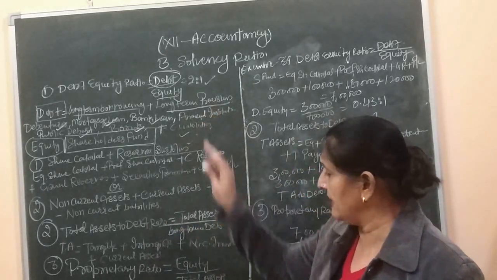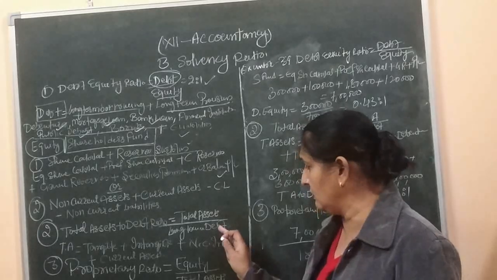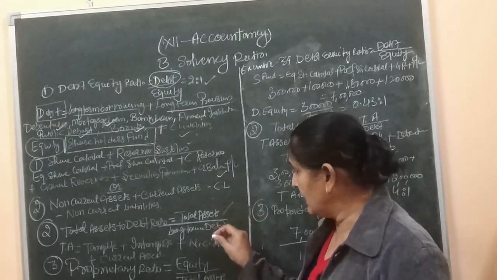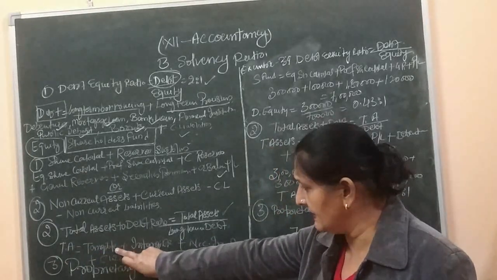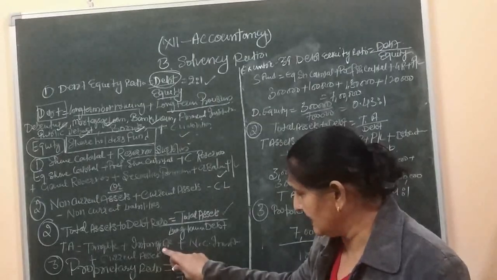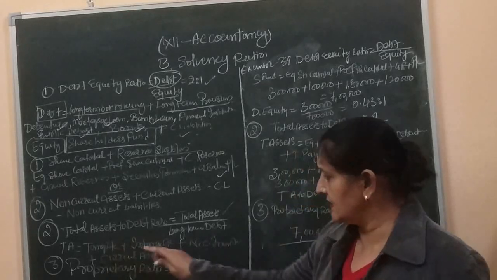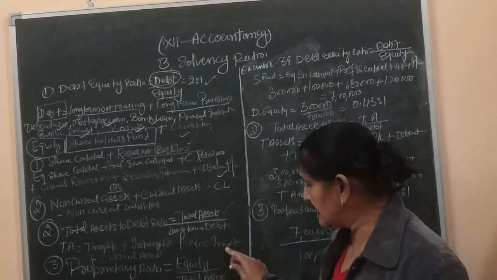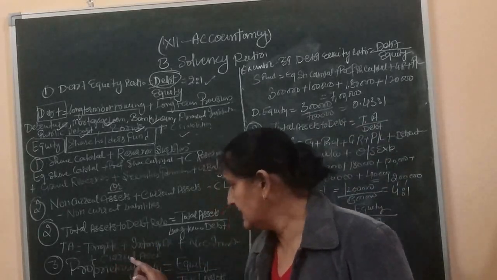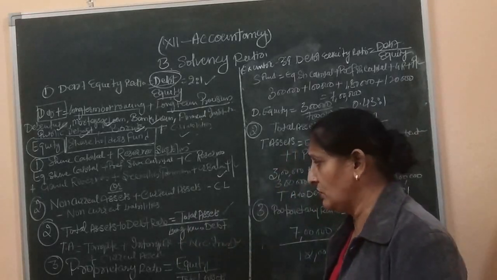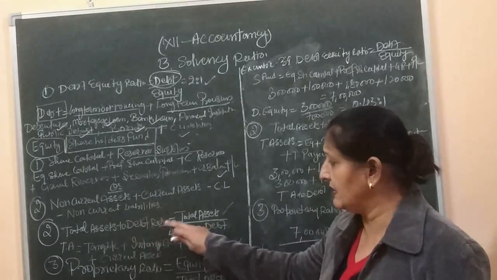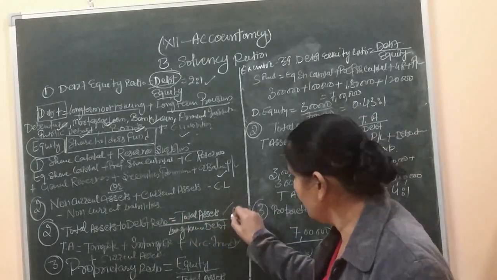Long term debts, we have just done, what items are included in long term debts. And the total assets can be found out. Total assets equal to tangible fixed assets plus intangible assets plus non-current investment plus current assets. So this is the formula to calculate the total assets, and the ideal total assets to debt ratio is 1:1.